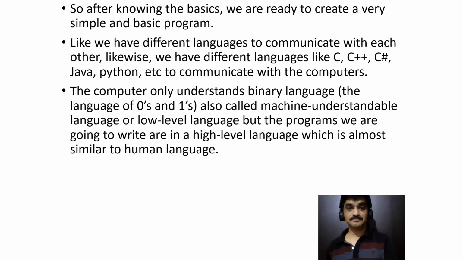So let us understand, we have different languages to communicate with each other. Likewise, we have different languages like C, C++, C hash, Java, Python, etc. to communicate with the computers. The computer only understands binary language, which is used in machine languages, which uses only zeros and ones. So programs cannot be written in machine languages. They should be written in high level languages, which are almost similar to human language.